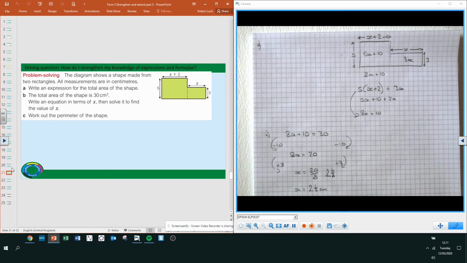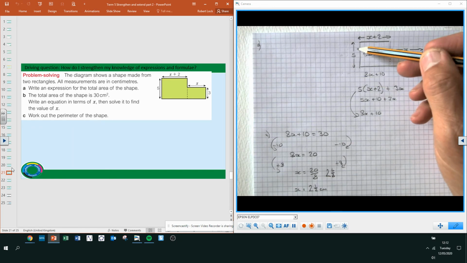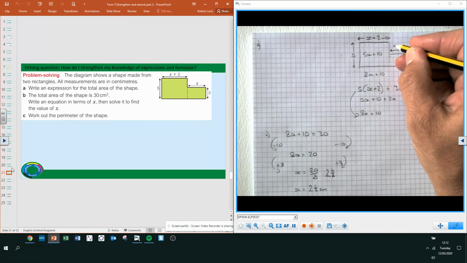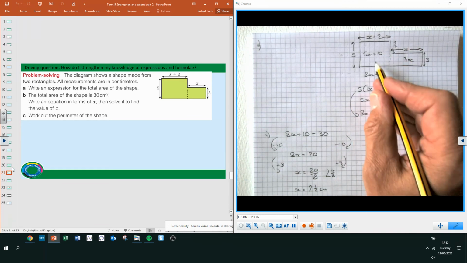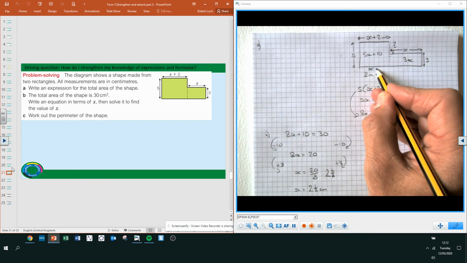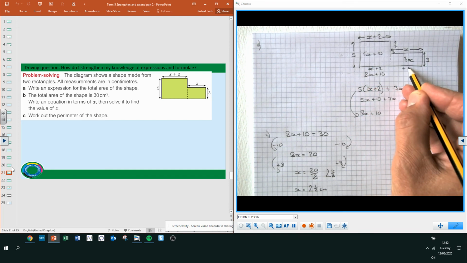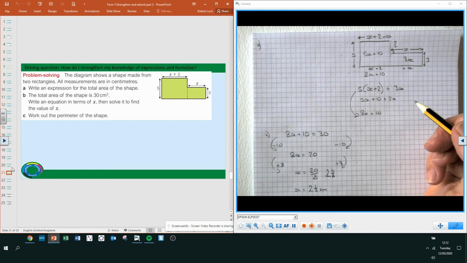Work out the perimeter. Well, we've got certain things, but I'm missing something here. So 5 take away 3 make 2. So this here will be 2. And this bottom line will be x plus 2 plus x.